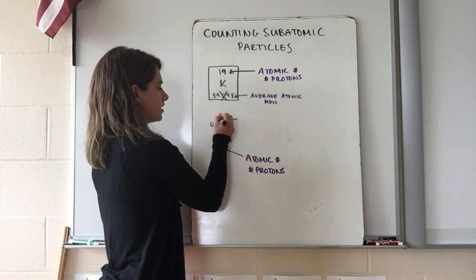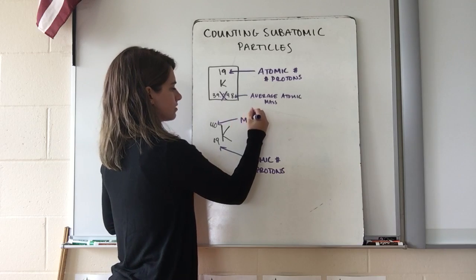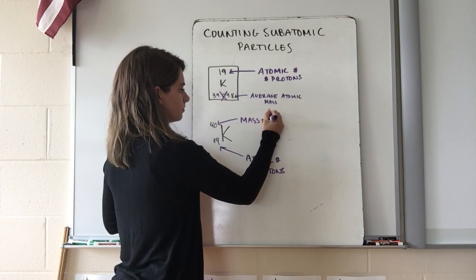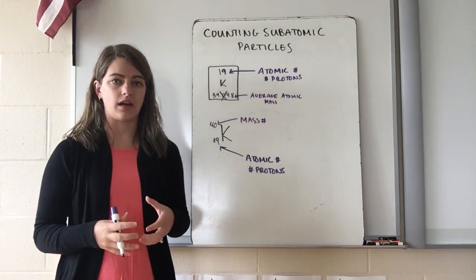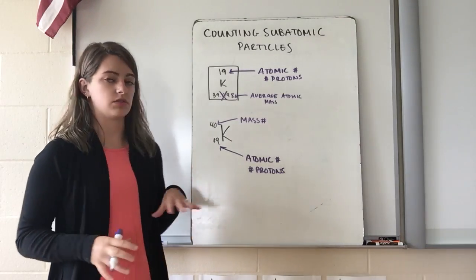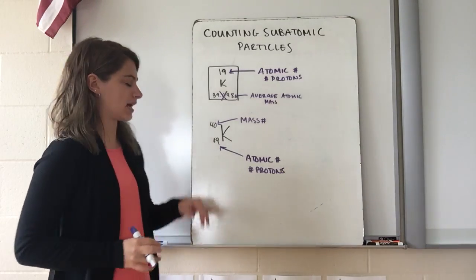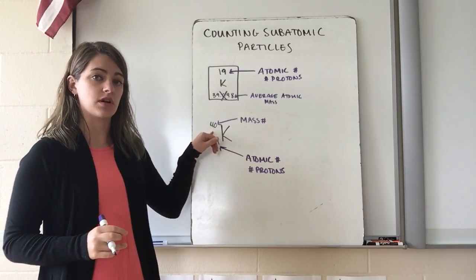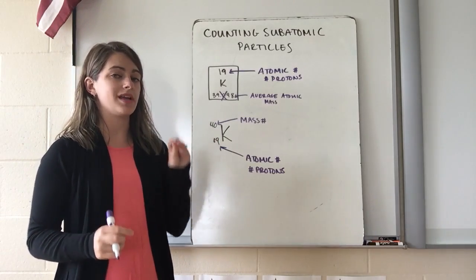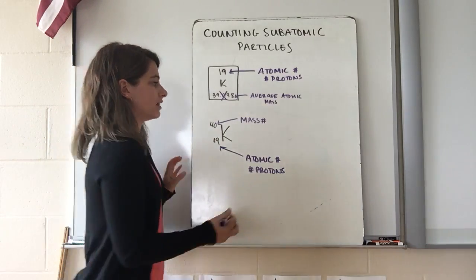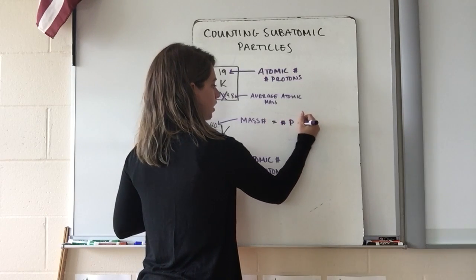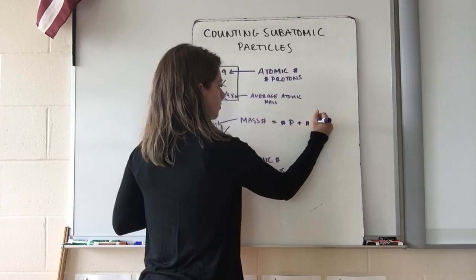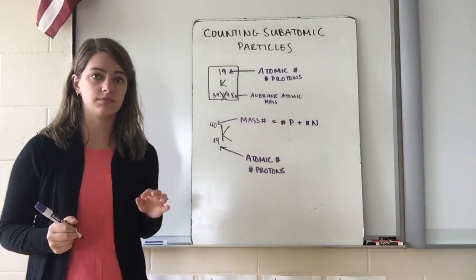This top number here is what's called our mass number. And that tells us the mass of an individual atom of this type of element. So it's different from our average atomic mass. Notice this is a whole number. Your mass number will always be a whole number. And this is equal to our number of protons plus our number of neutrons.